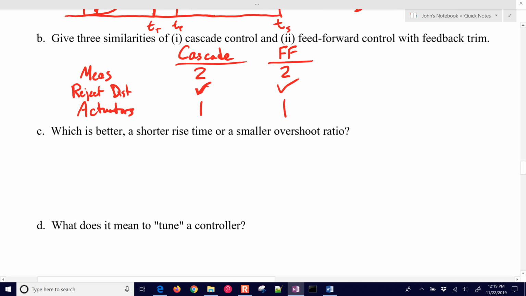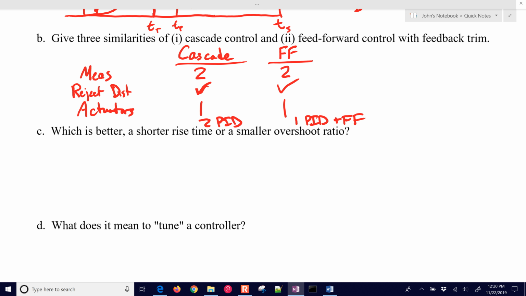So what are some of the differences? These are the three similarities. Cascade control, we have two PID controllers, versus feed forward we have one PID feedback loop, plus a feed forward element to that. Okay, so that would be a difference. Also, there are other similarities and differences that you can put down as well, but there are just three.